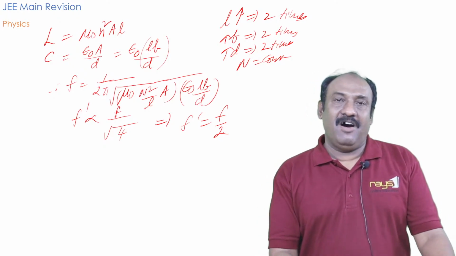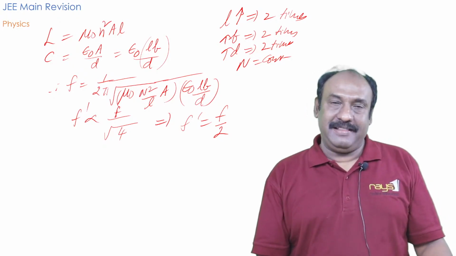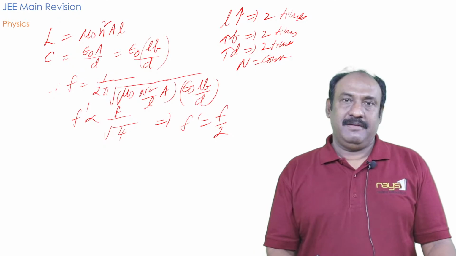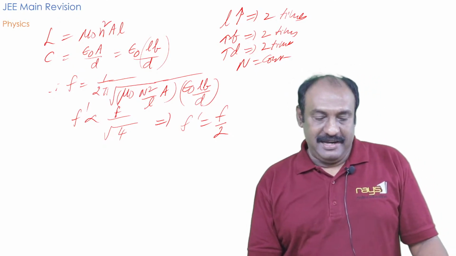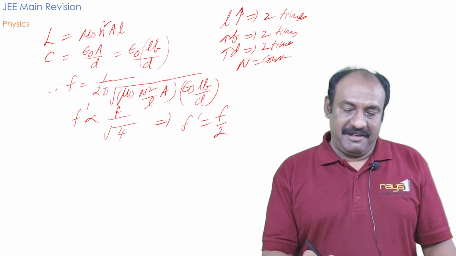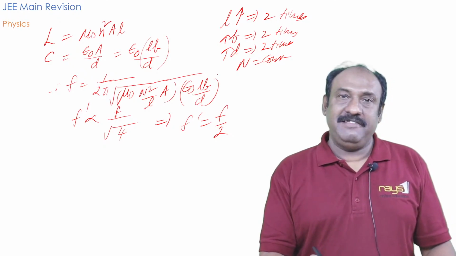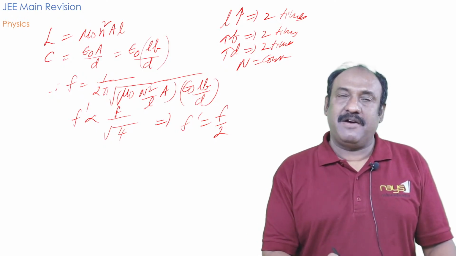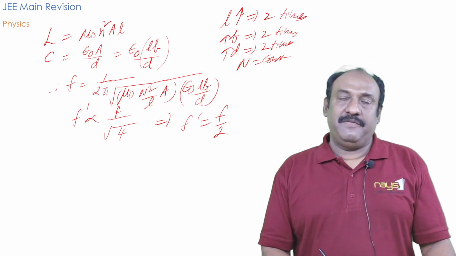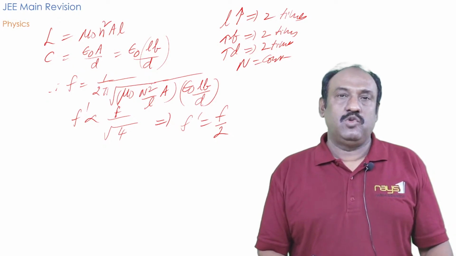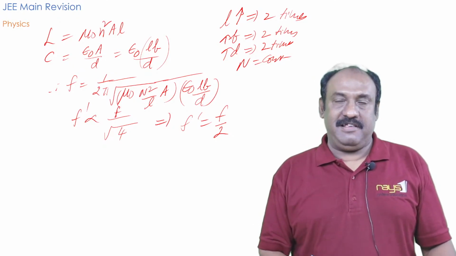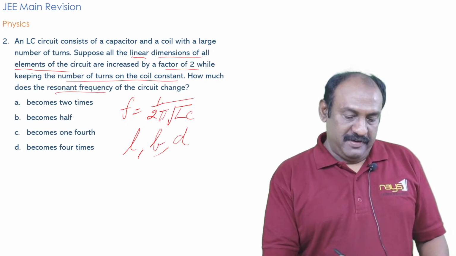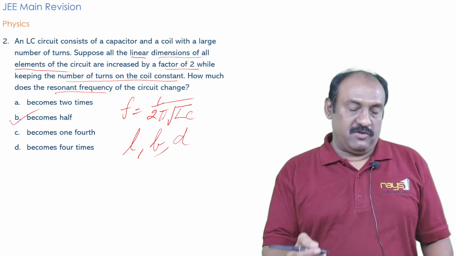So by increasing all linear dimensions of length, breadth and the distance between the plates of the capacitor by 2 times, not 2 units, by 2 times, then the inductance also changes, capacitance value also changes. So here by changing all these linear dimensions, means length, breadth and distance D, but not number of turns according to given data, the frequency changes by 1 by 2 times that of the initial value of the frequency. So the answer for this question is, the resonant frequency becomes half. Answer is B for question number 2.